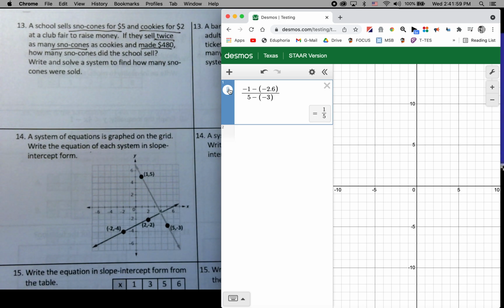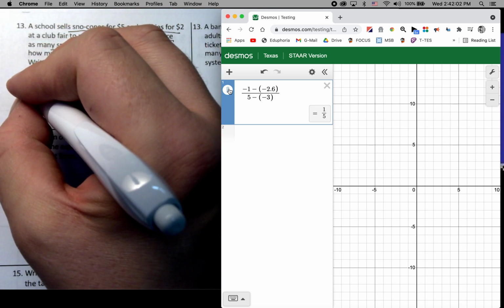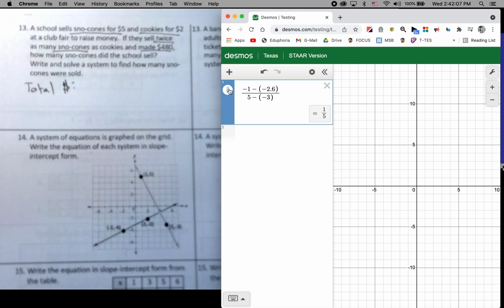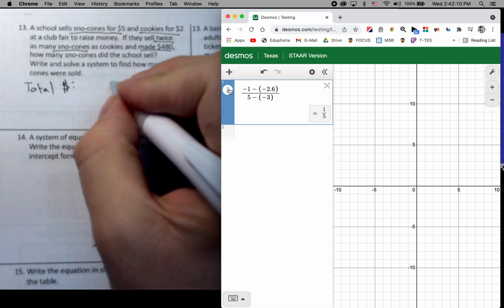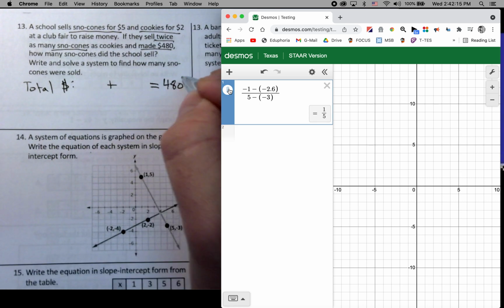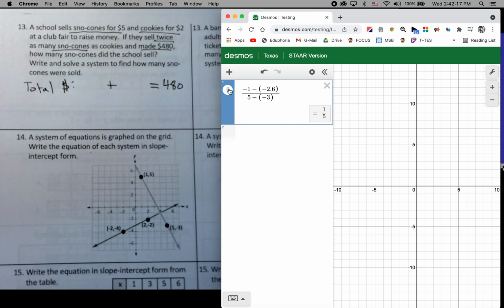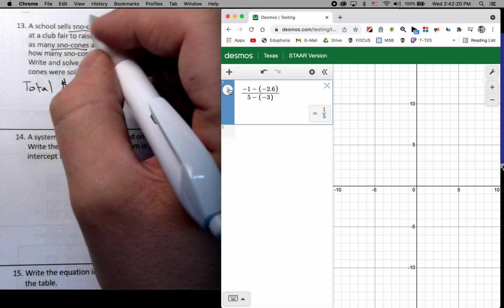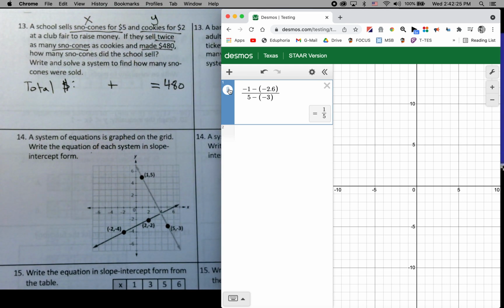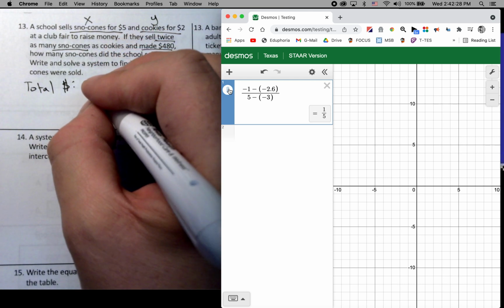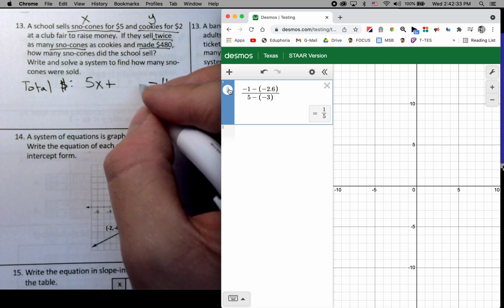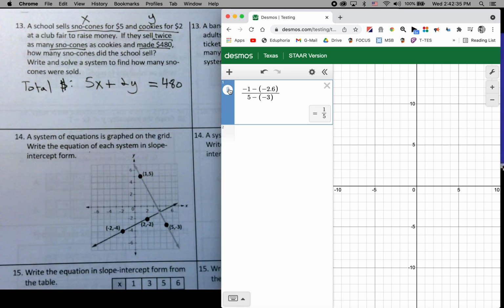Okay, so I have a total money as one of my equations, okay? Total being adding, and the total money that they made is $480. Now, I'm going to assign my variables. Since these are going in order, I'm going to say X is snow cones and Y is cookies, okay? So money goes with money. What money value goes with the X value? 5. What money value goes with the Y value? 2. Okay, so there's my first equation right there.